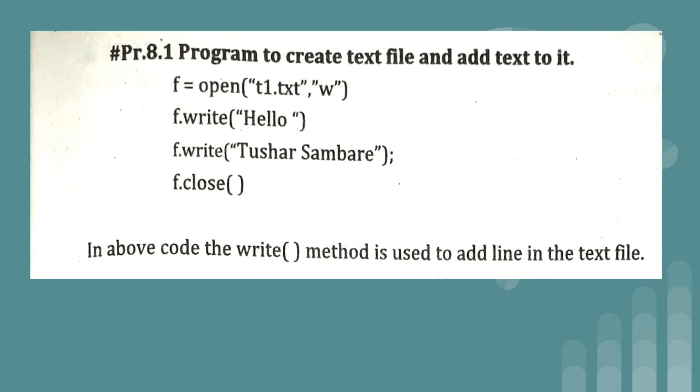And then once you are done with the file, means now you don't have anything more to add, then simply close the file with the help of the close method. So just write down the name of the file and then the close method. So f.close we are applying means now we are done with adding the content to the text file and now I want to close the file. So by writing this program, the t1.txt text file will be created and it will contain 2 sentences, hello and Tushar Sambre. So the write method is used to add a line in the text file.